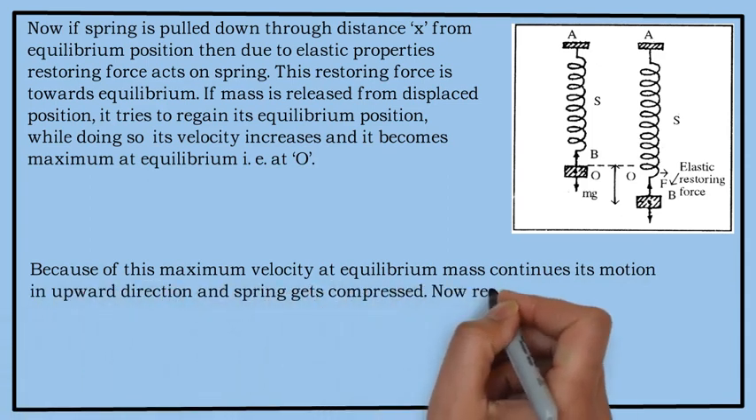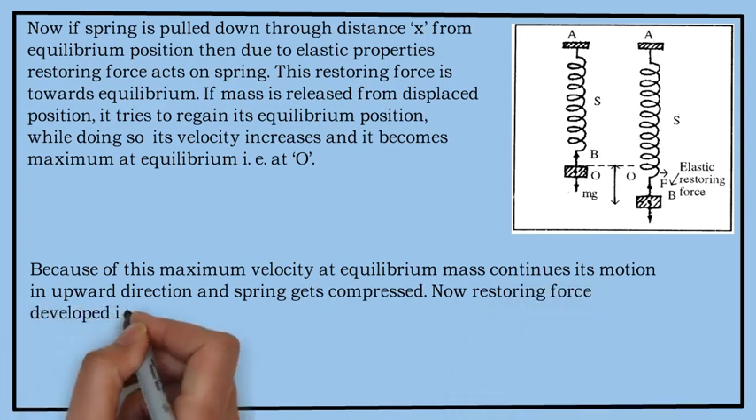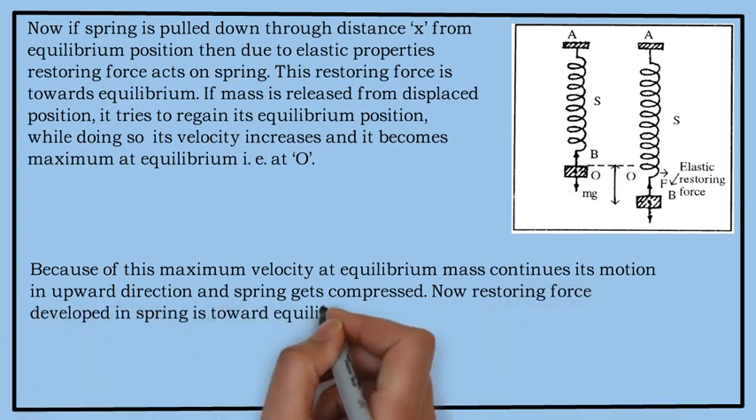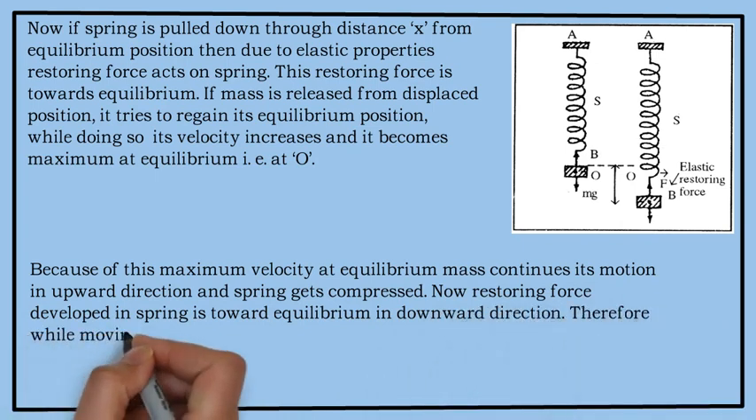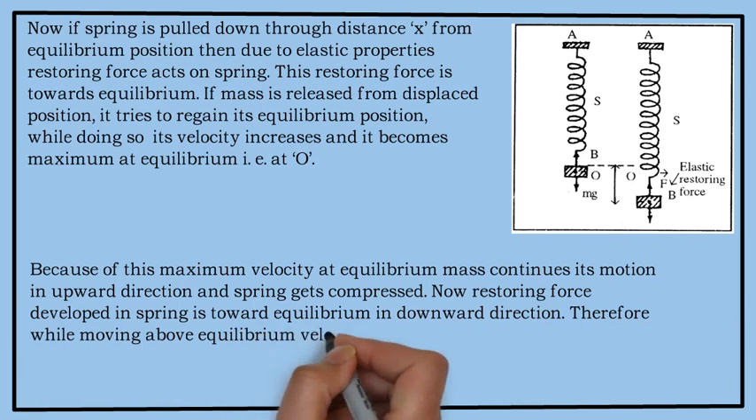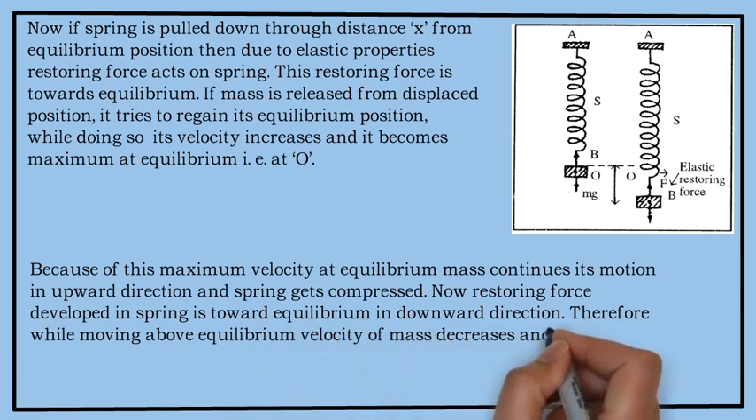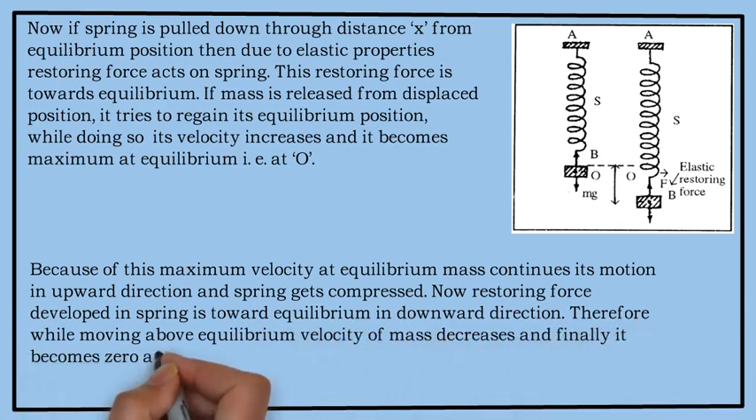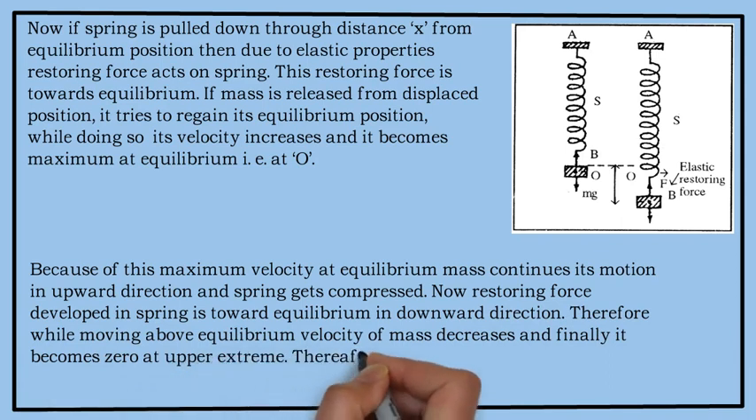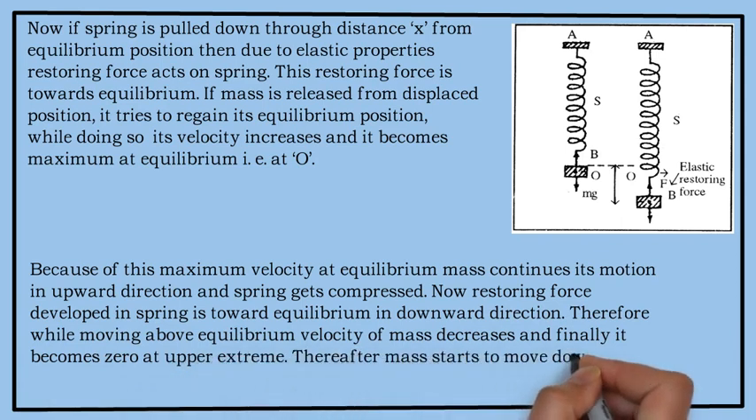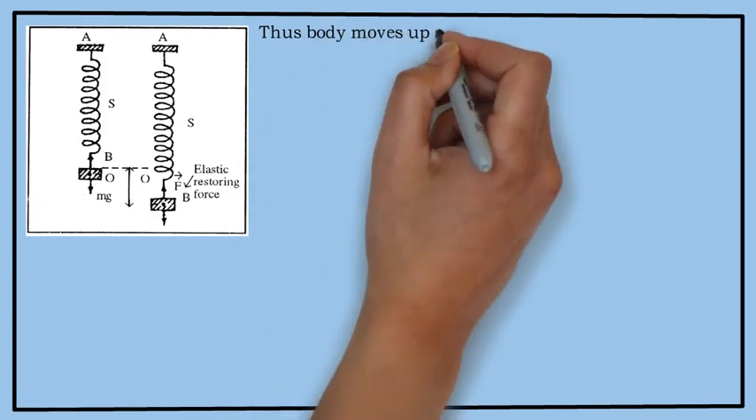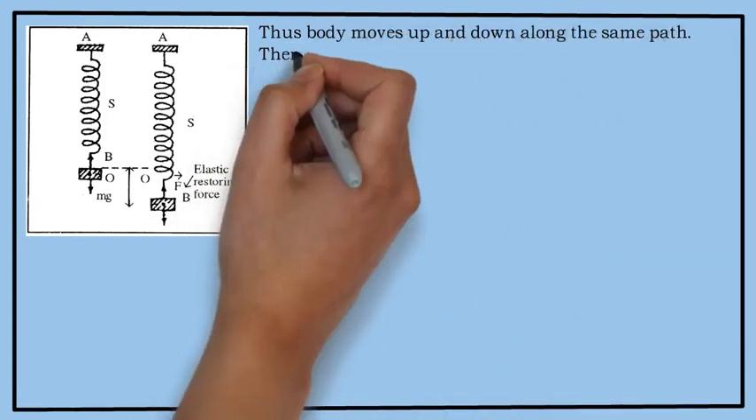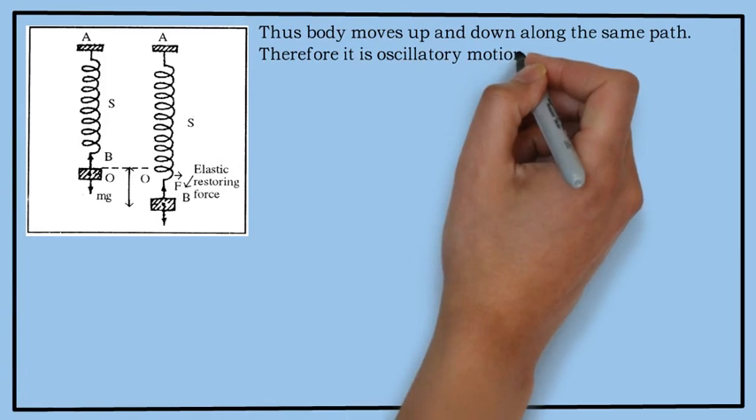Now the restoring force developed in the spring is towards equilibrium in the downward direction. Therefore, while moving above equilibrium, the velocity of the mass decreases and finally it becomes zero at the upper extreme. Thereafter, the mass starts to move down with increasing velocity. Thus, the body moves up and down along the same path. Therefore, what is it? The oscillatory motion.